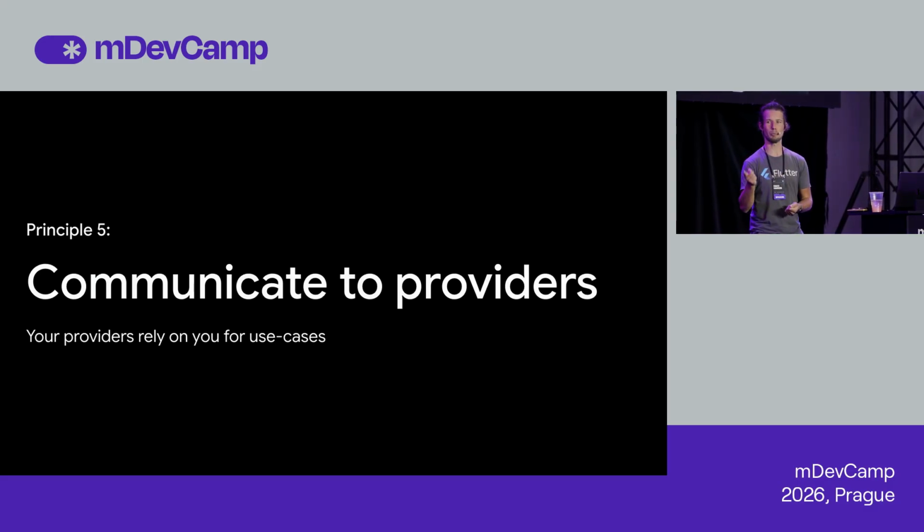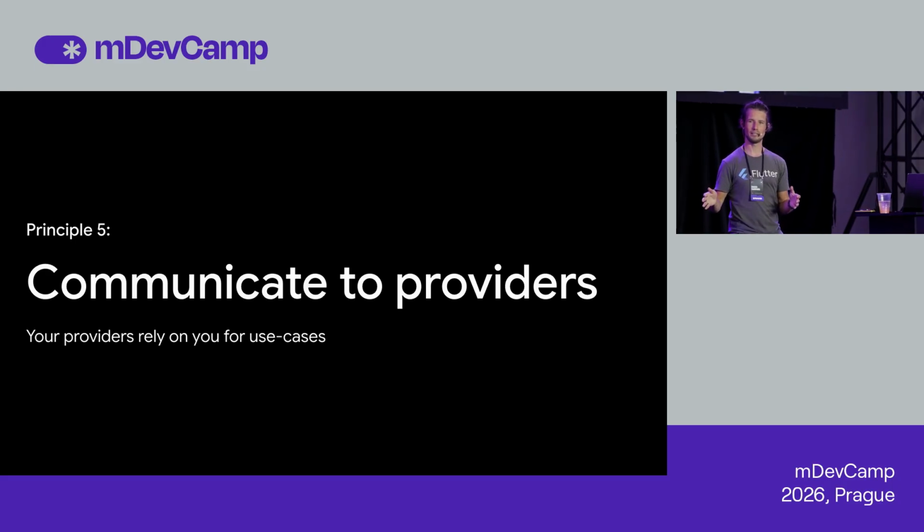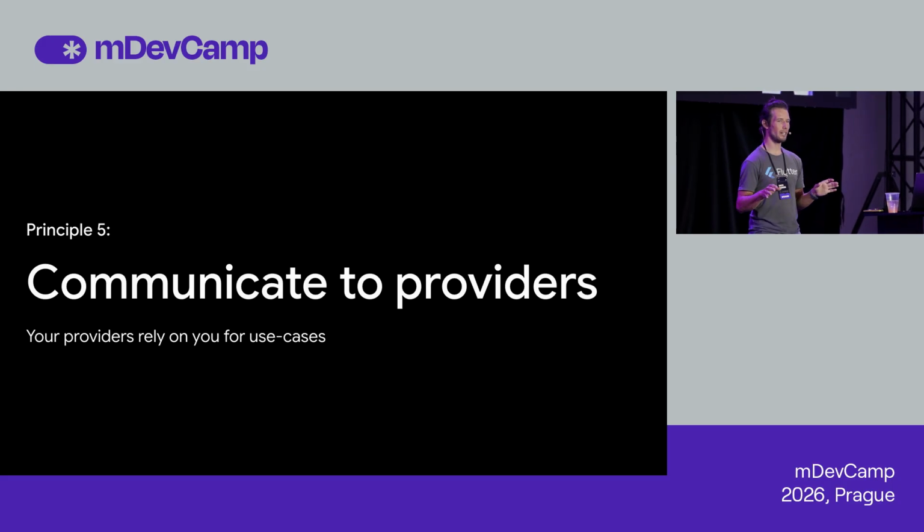And the next one is the inverse, which is communicate to your providers. So everyone here uses packages and everyone uses SDKs. But the maintainers of those packages and SDKs, they have no idea what you need. And I'm always kind of surprised how hesitant people are to file issues or to reach out. We don't bite. Please write bug reports. Please send emails. Please reach out. Because when you're a package author or an SDK author, you have no clue what your users want unless they tell you.